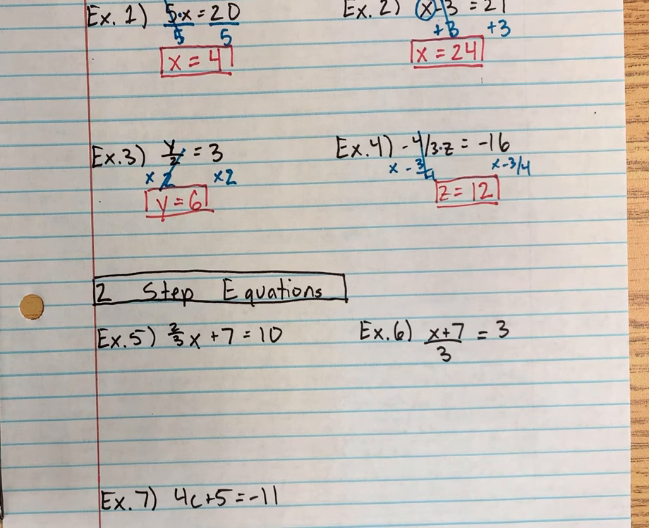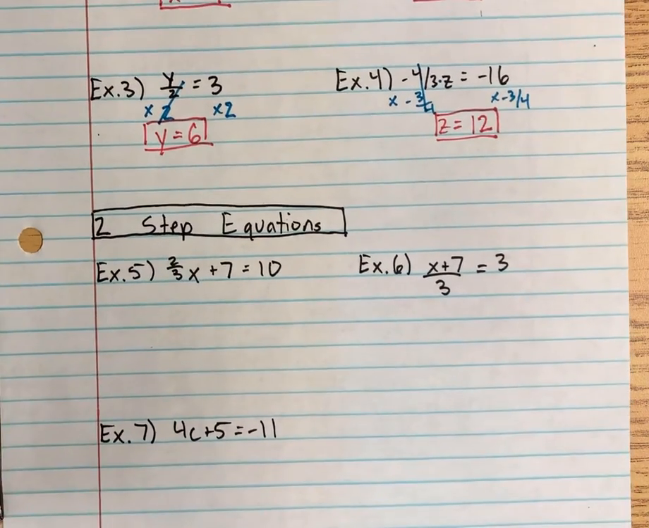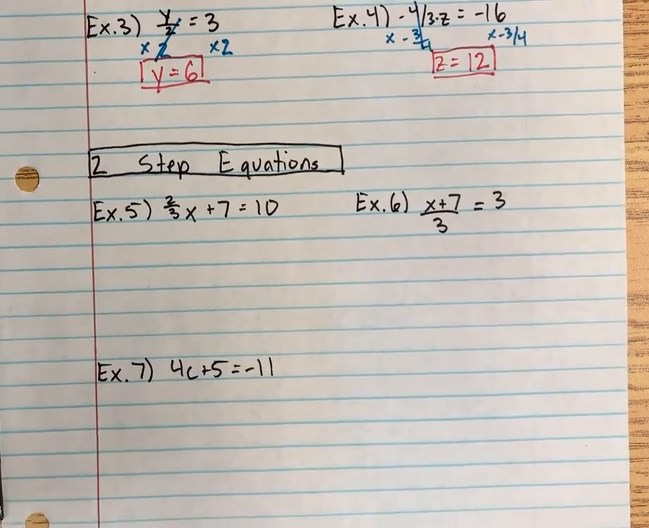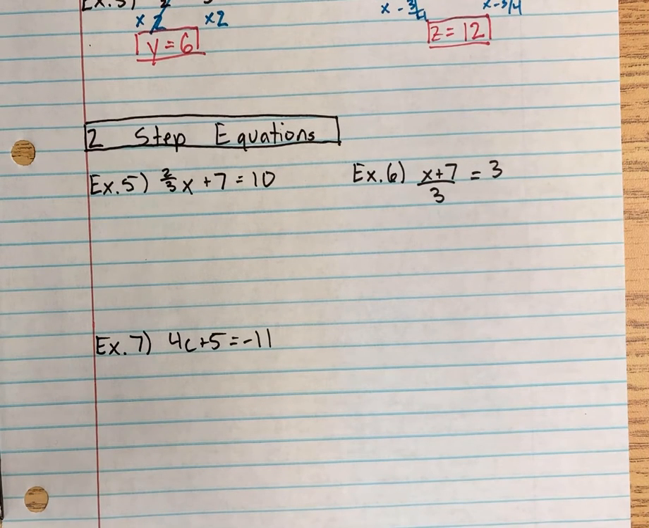So now that we looked at one-step equations, let's do some two-step equations. We're going to solve the following two-step equations. We're doing the same thing. We're trying to get the variable isolated, by itself. But now we're going to be adding a couple of extra steps. So let's start with example 5 here.